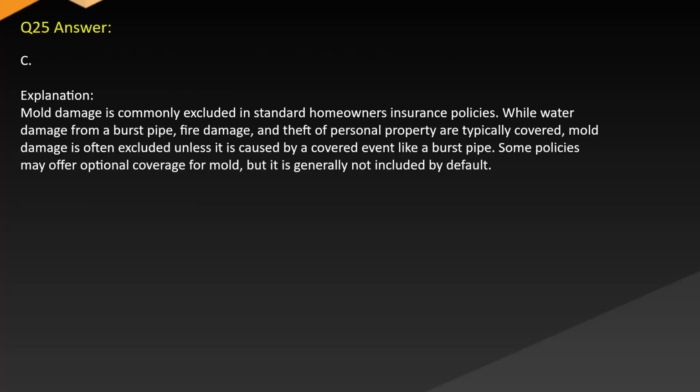Answer. C. Explanation. Mold damage is commonly excluded in standard homeowners insurance policies, while water damage from a burst pipe, fire damage, and theft of personal property are typically covered. Mold damage is often excluded unless it is caused by a covered event like a burst pipe. Some policies may offer optional coverage for mold, but it is generally not included by default.